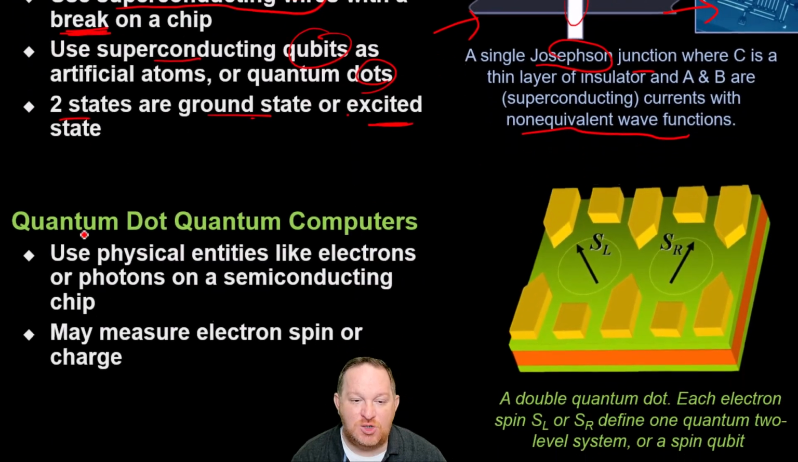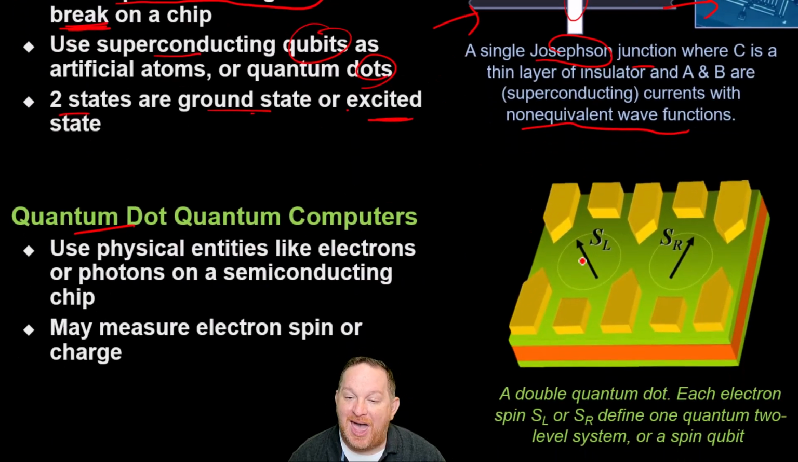The other idea is a quantum dot quantum computer, and it actually uses physical electrons. So it's using a physical entity, actual electrons, right? Just like we use in electricity, actual electrons, or they can use photons, and they put it on this semiconducting chip. All right, so here's my electron spin.